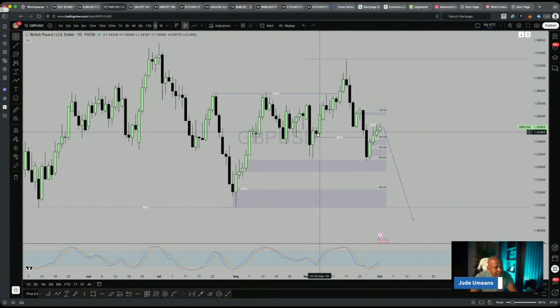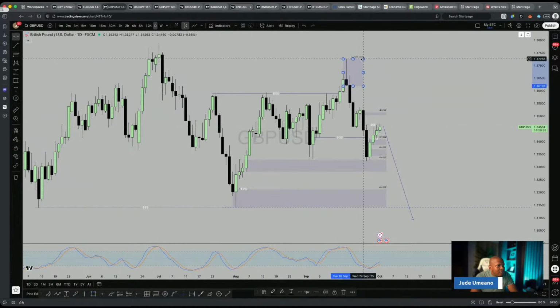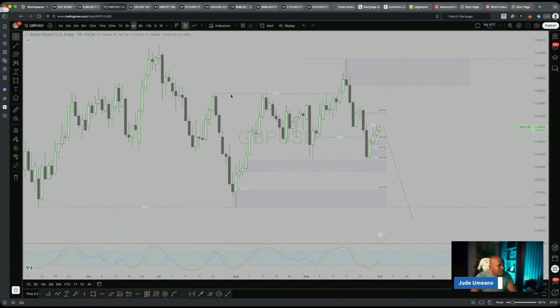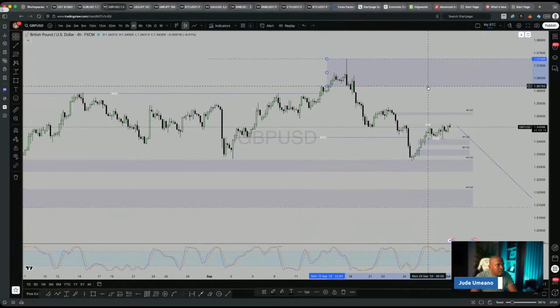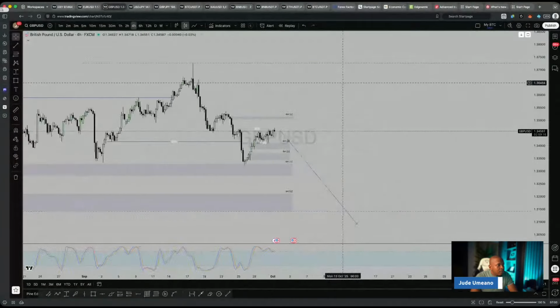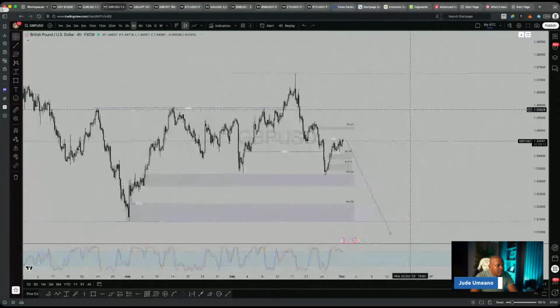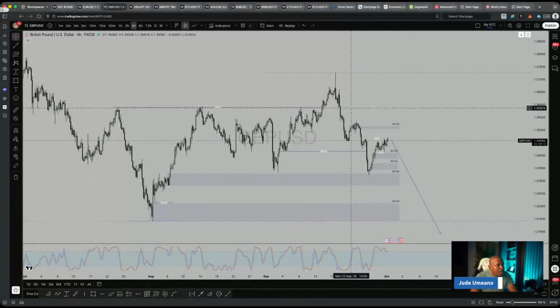Now, there's a possibility that this zone we have here is a supply zone on the 4 hours. Oh, I'm on the daily. I was wondering what was happening. I think I moved to the daily. Okay, but the same thing still applies. Now, if you look above here, we have a zone here, this particular zone, and we have this zone here.